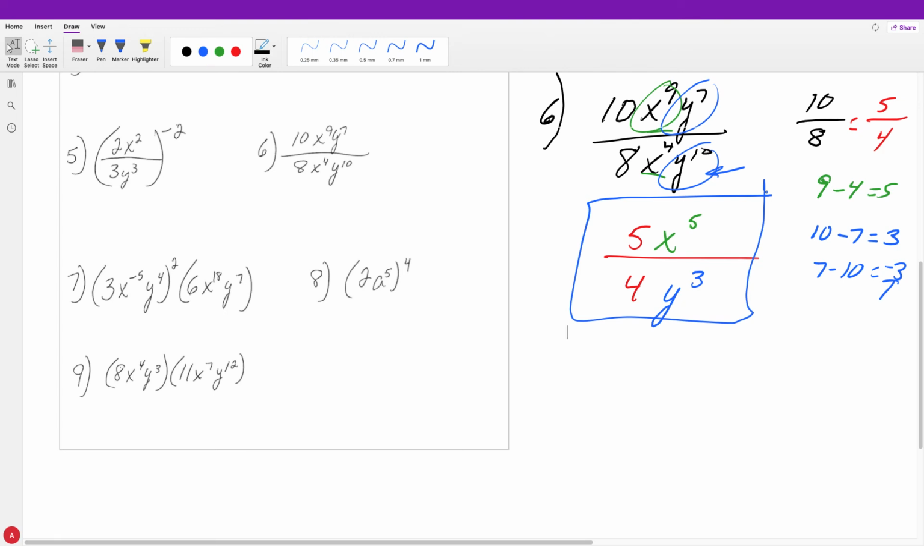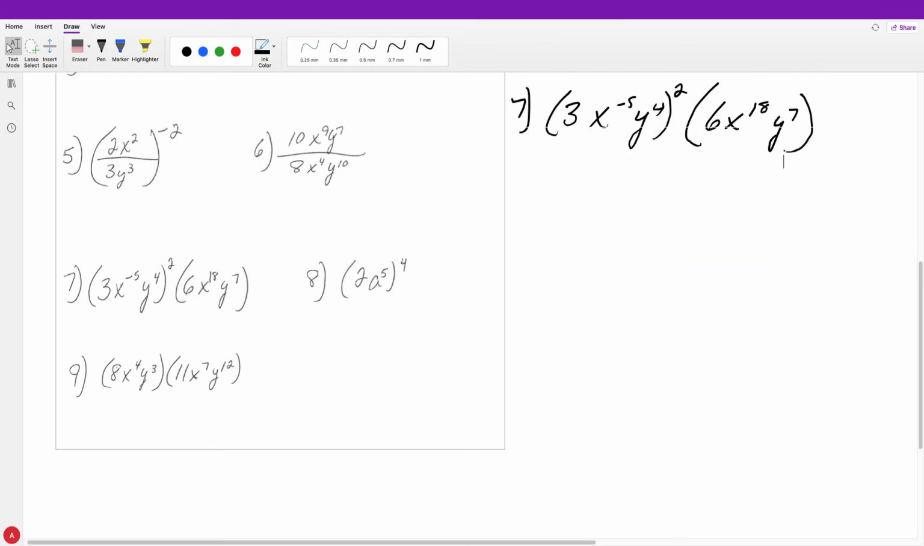So this will be my final answer. I simplified the coefficients, and then I did my rule of subtraction with my variables x and y, and each time I'm asking, where was there more to begin with, and that's where my answer will be. All right, so that's one of the ways that we can do this. If you think it's a little bit easier for you, by all means. If not, you don't need to do it that way.